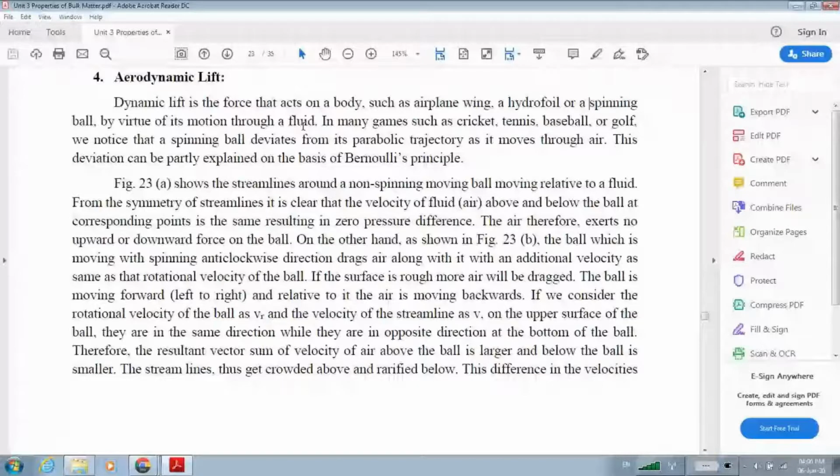So in the case of a rotating ball, we call this the Magnus effect, and this is also called the dynamic lift.